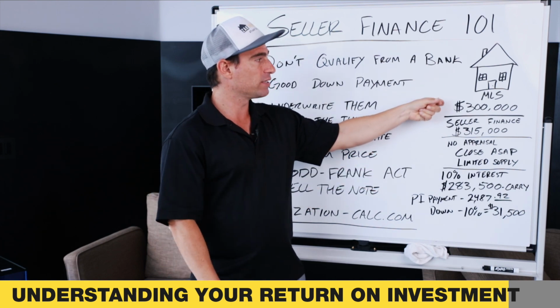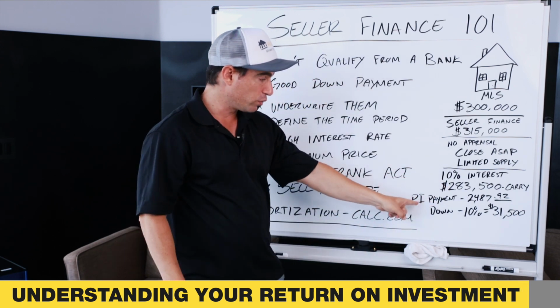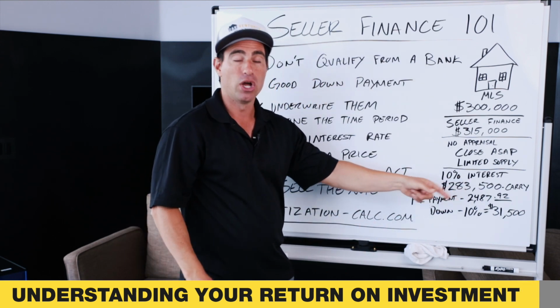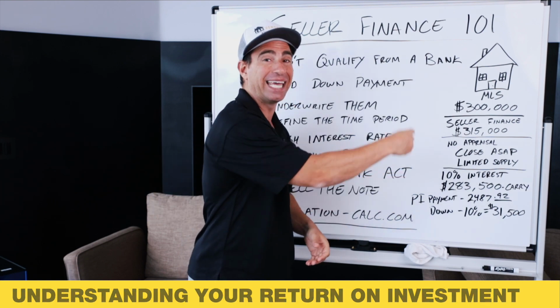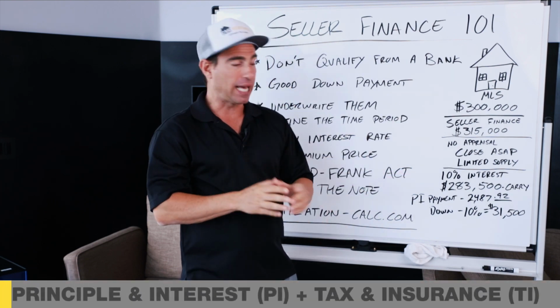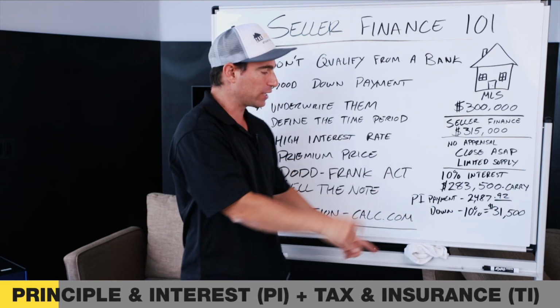So that's one of the benefits of this: you can easily predict what your payment's going to be. And by the way, this is the principal and interest payment here. They're going to need to pay taxes and insurance, which is also known as PITI. PI stands for principal, I is interest. On this amortization calc, that's what it spits out.